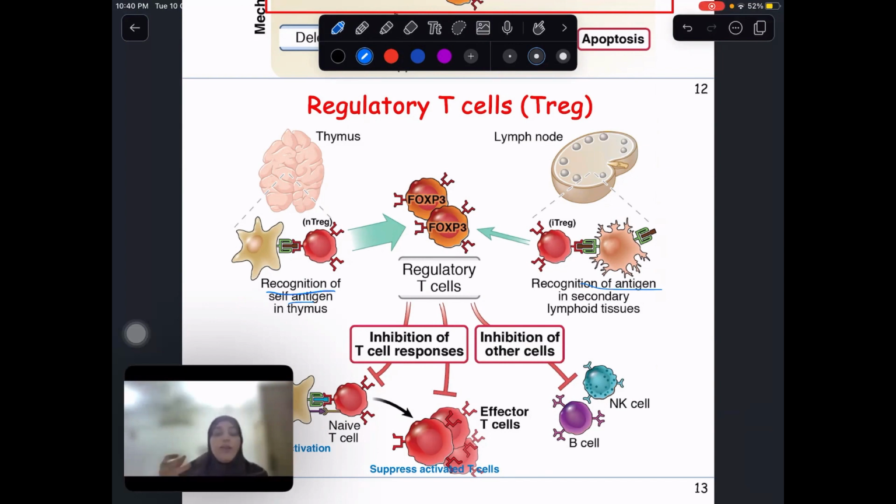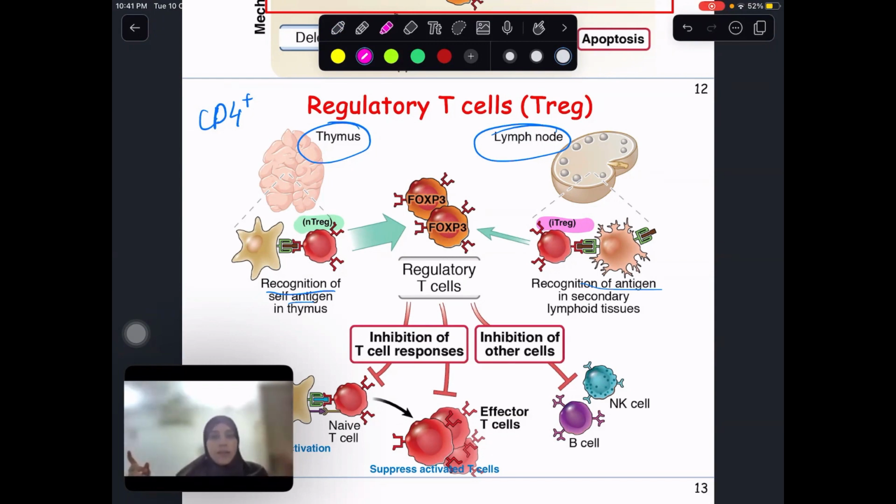If the T cell, and I'm talking about CD4 specifically, by the way, is going to be recognizing weakly the self-antigen in the thymus, it will be known as the natural Treg, nTreg. If the CD4 T cell is going to be recognizing the self-antigen weakly in the lymph node or any peripheral lymphoid organ, then it will be known as the induced Treg, iTreg. This is the whole concept. T regulatory cells are formed in two different places, either the thymus or the lymph node.